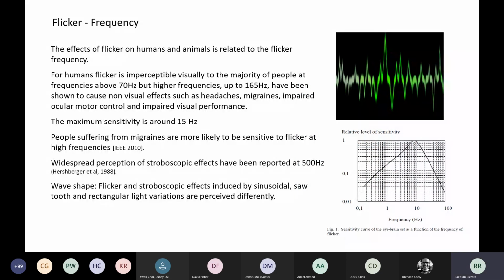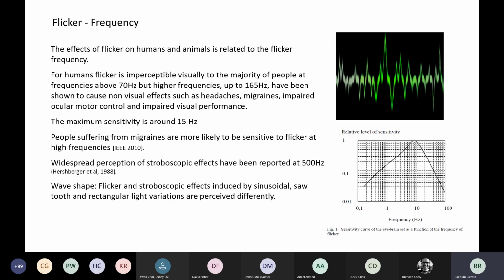Now the effects of flicker on human animals really do depend on the flicker frequency. For instance, headaches are mostly associated with light modulations higher than 100 hertz. So this is beyond the visual range generally of perception.